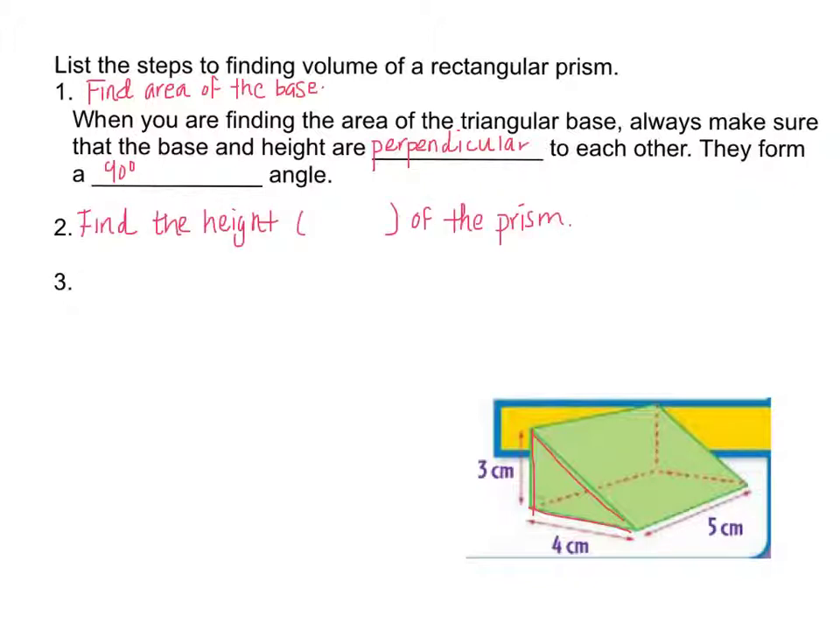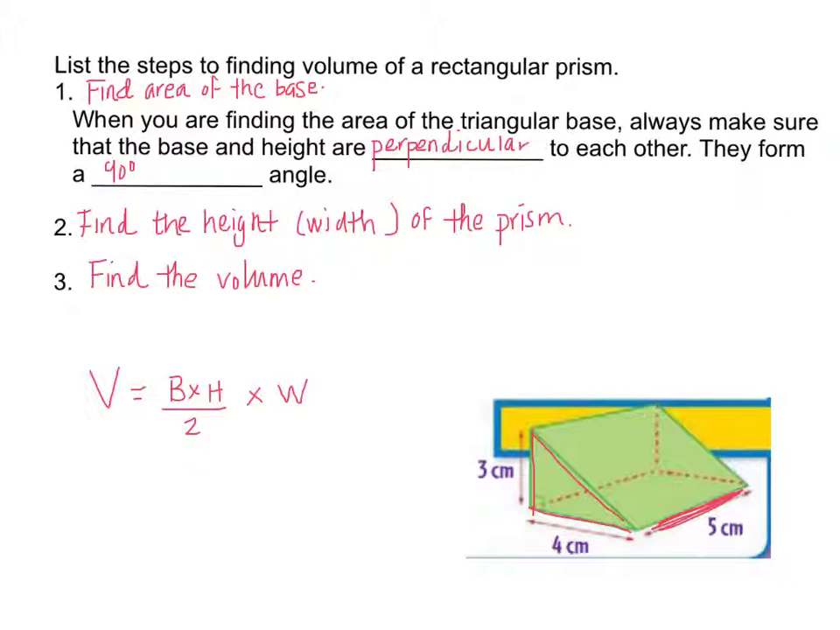Second, we want to find the height of the prism, or what I like to think of as the width, meaning the thickness between those two faces. And last is find the volume. So our formula for the volume of a triangular prism is going to basically be the base times the height of that triangle piece. Since it's a triangle, we need to divide it by 2, and then we're going to multiply it by the width or the thickness of the prism.